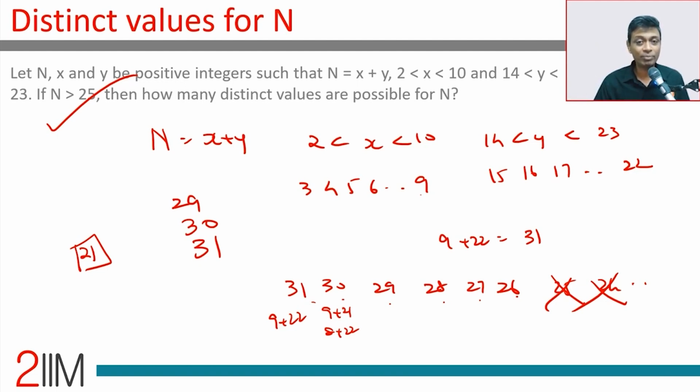The question is not saying how many possible values are there for x and y. It's saying how many possible values are there for n. That's just 6 values. 26 to 31. Done. Fine. So be careful.